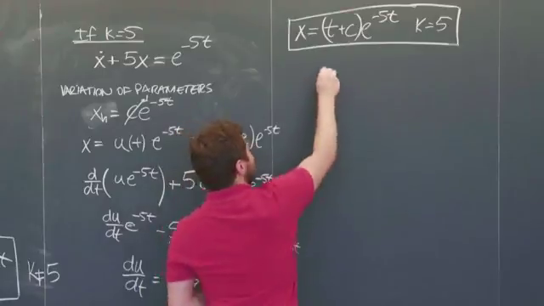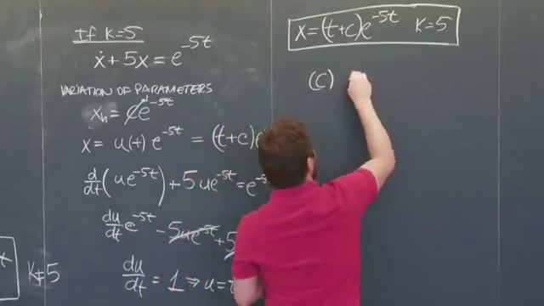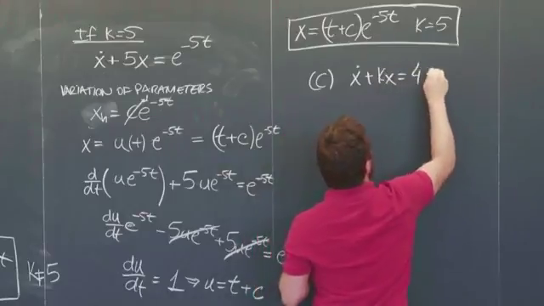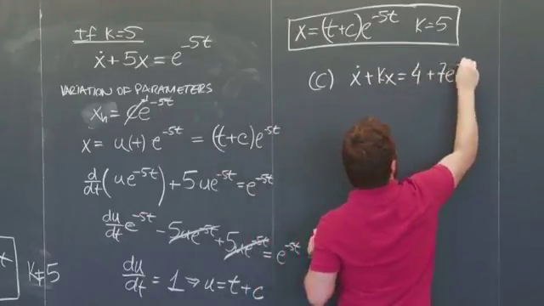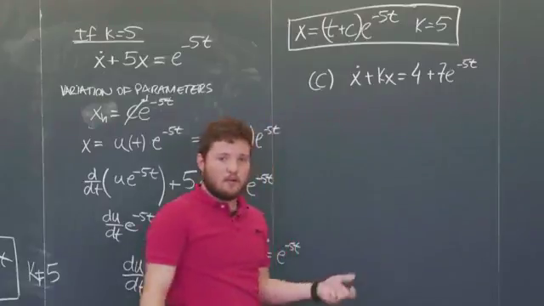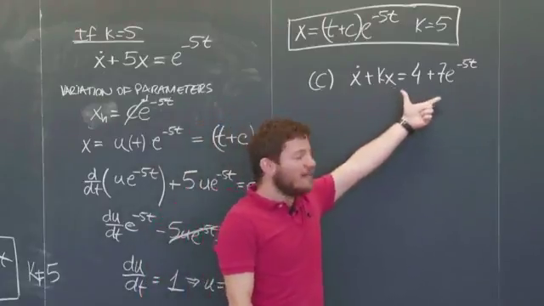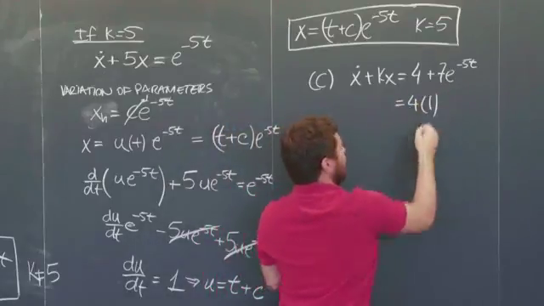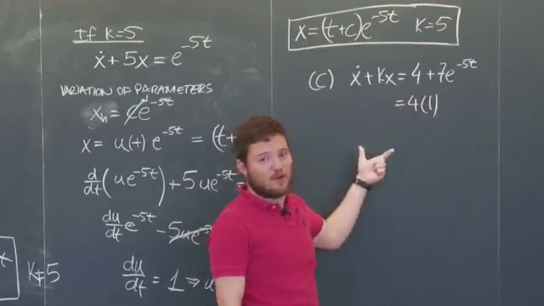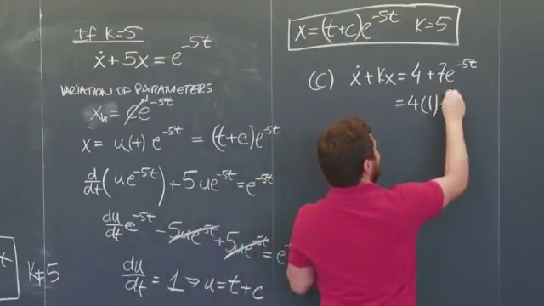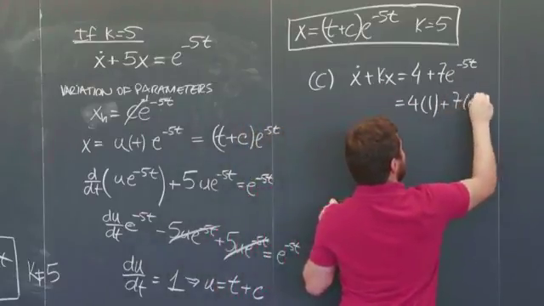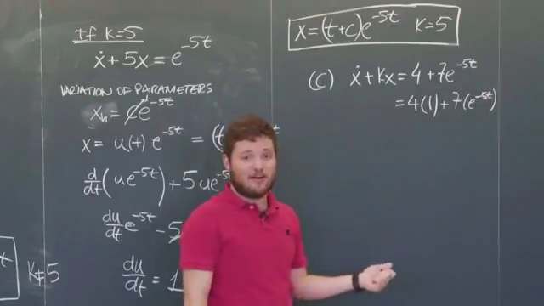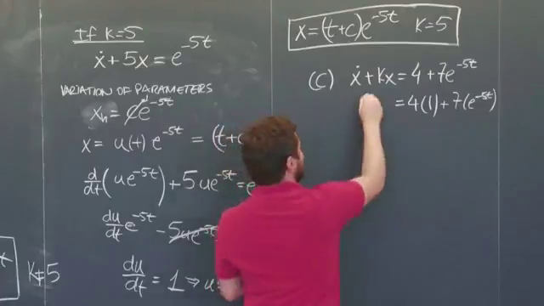Now, in part C, we're asked to solve x dot plus kx is equal to 4 plus 7 e to the minus 5t. We need to note that the right-hand side is a superposition of the first problems that we solved. So the 4 is the same thing as 4 times 1. And the second term is 7 times e to the minus 5t. And these were the right-hand sides on parts A and B.